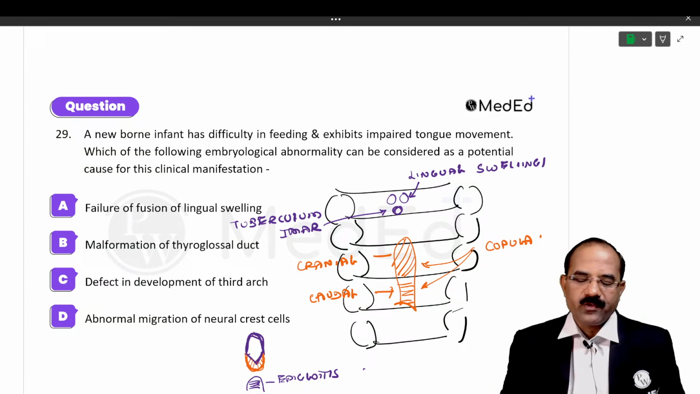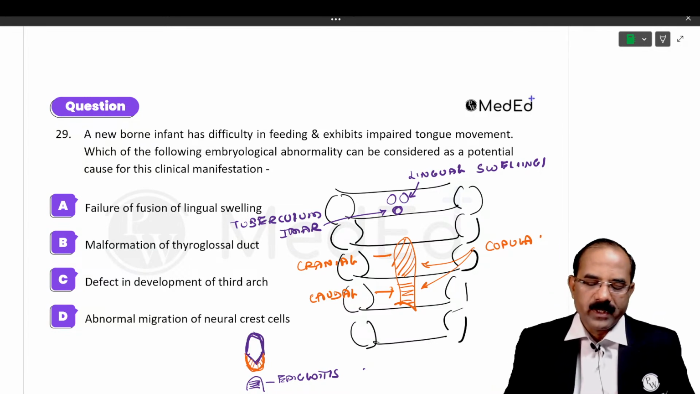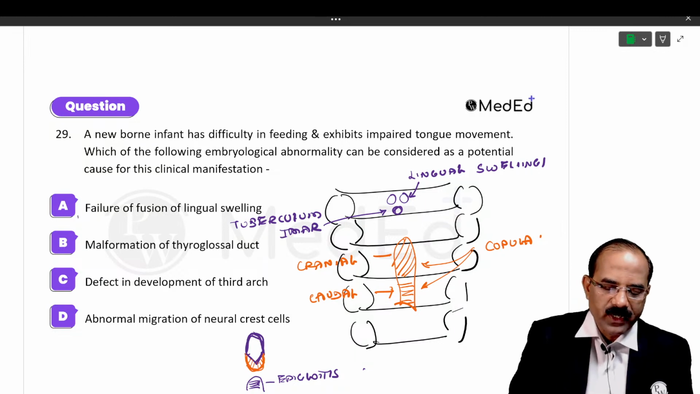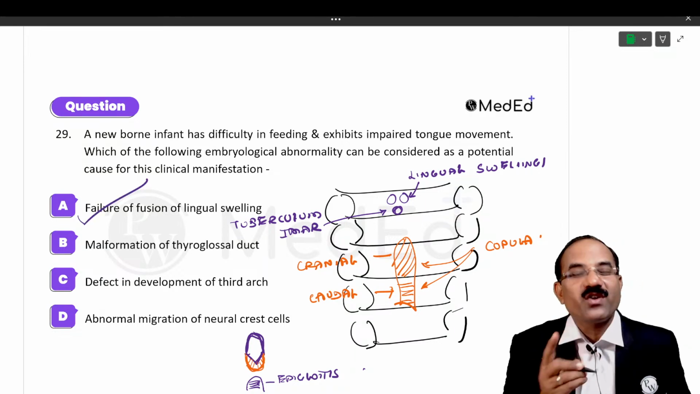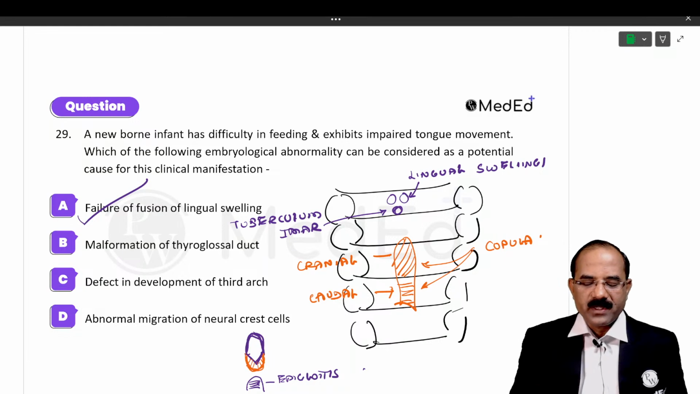ओके बच्चों, so इसका answer क्या होगा? Newborn infant has difficulty in feeding and exhibits impaired tongue movement. So what is the answer for this? Failure of fusion of two lingual swellings. So tongue is not formed. Failure of fusion of lingual swellings.